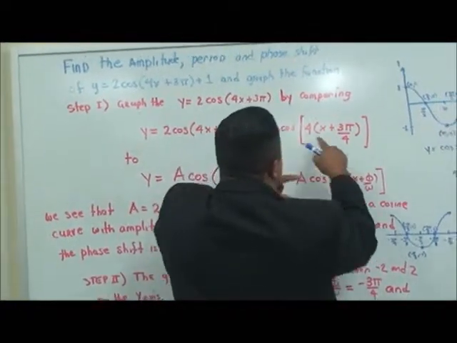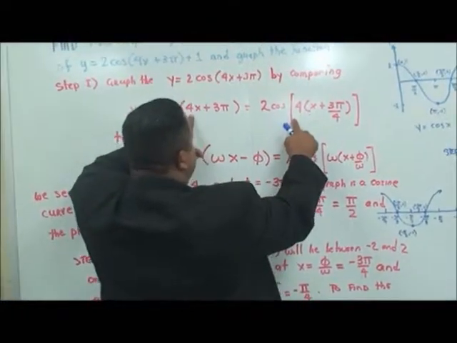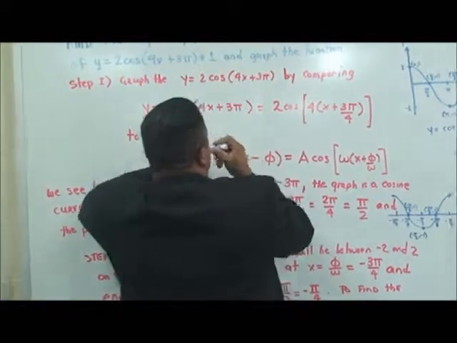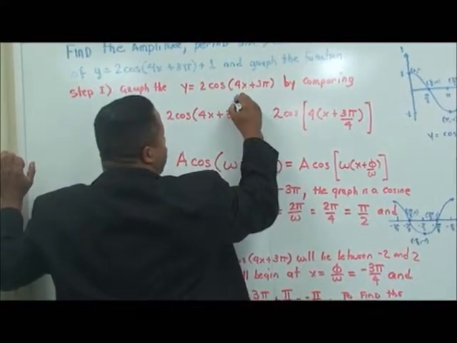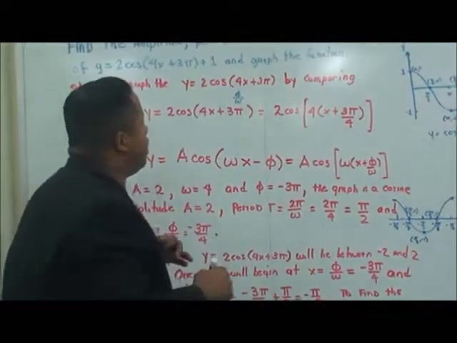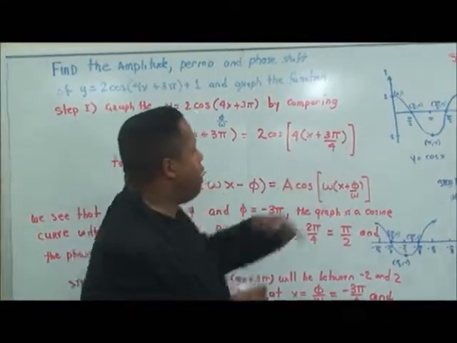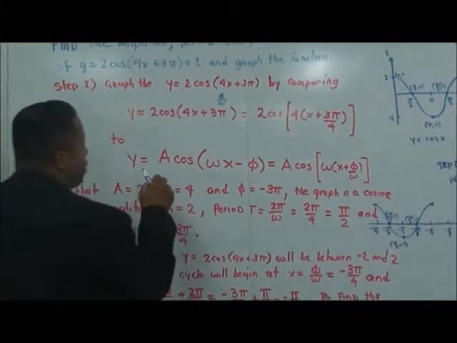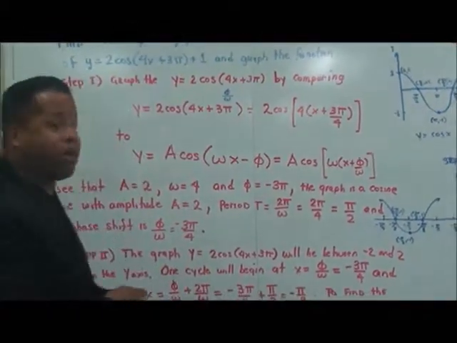As we bring this 4, this is represented by omega from this problem, right? And then this is going to be phi over omega, that part right there, you see that? And in this case, it's going to be 3 pi over 4. So we compare it to this here, so everything lines up and everything's done correctly.